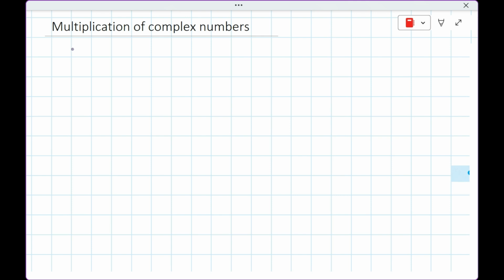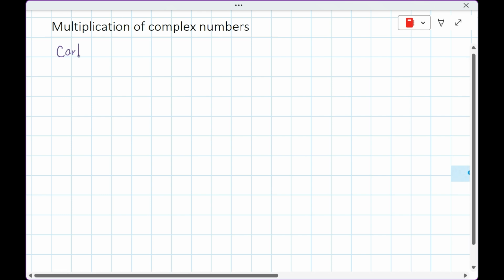Hello, in this video we're going to look at how we multiply complex numbers. If we have our complex numbers in Cartesian form, we know how to do this. So let's do an example. I have here the complex number 1 plus square root of 3i, and I want to multiply it by the complex number also in Cartesian form, square root of 3 plus i.